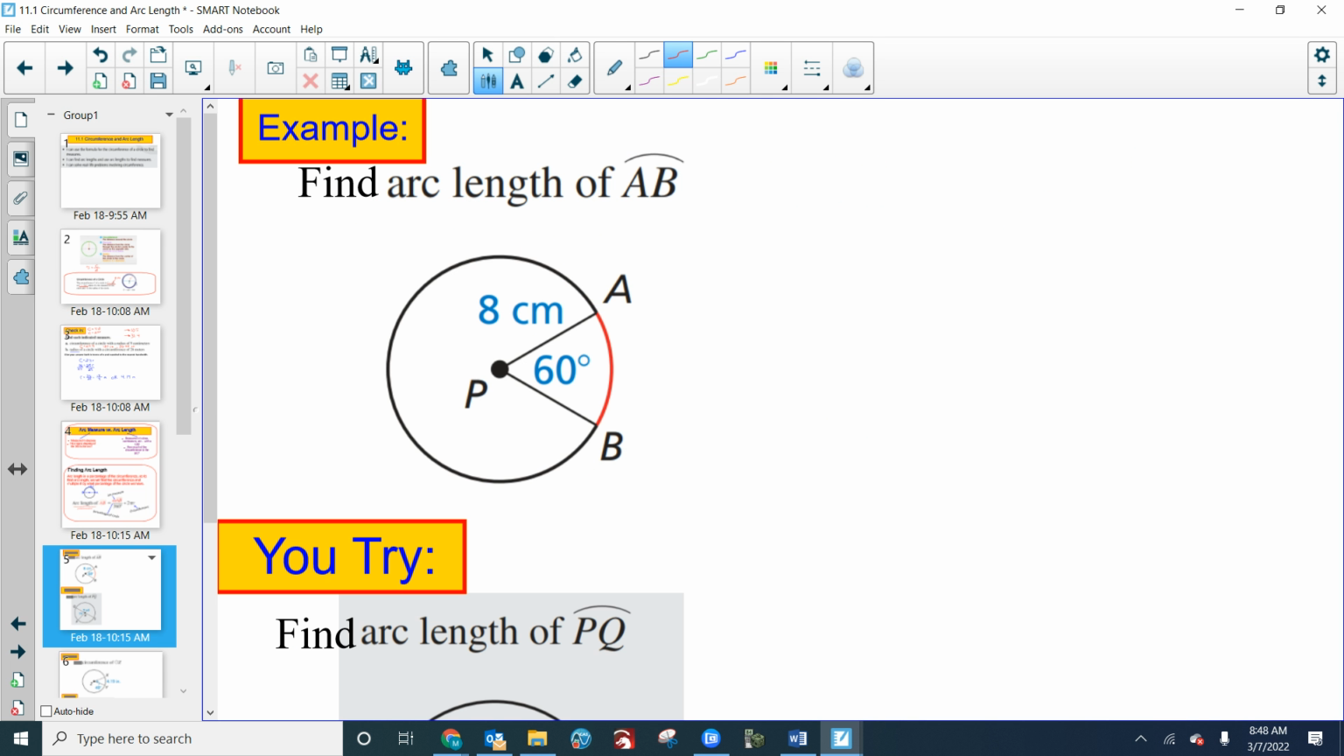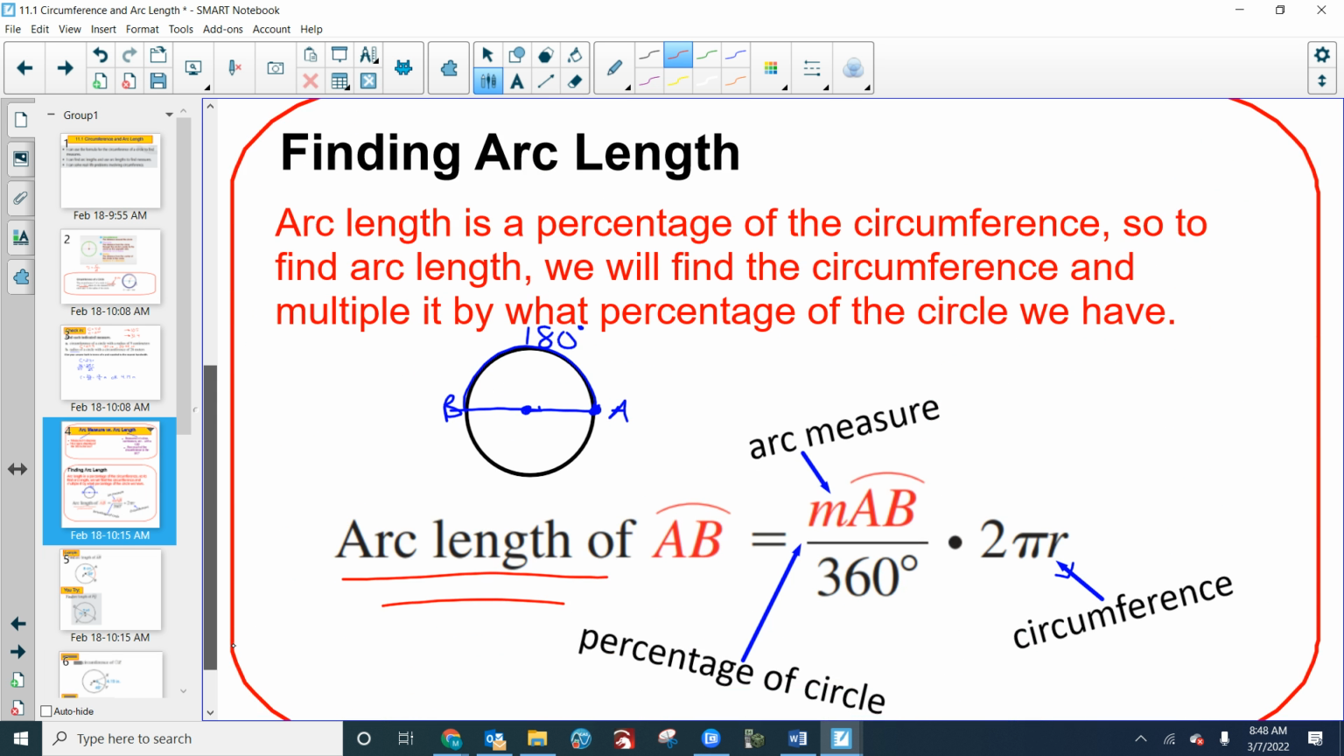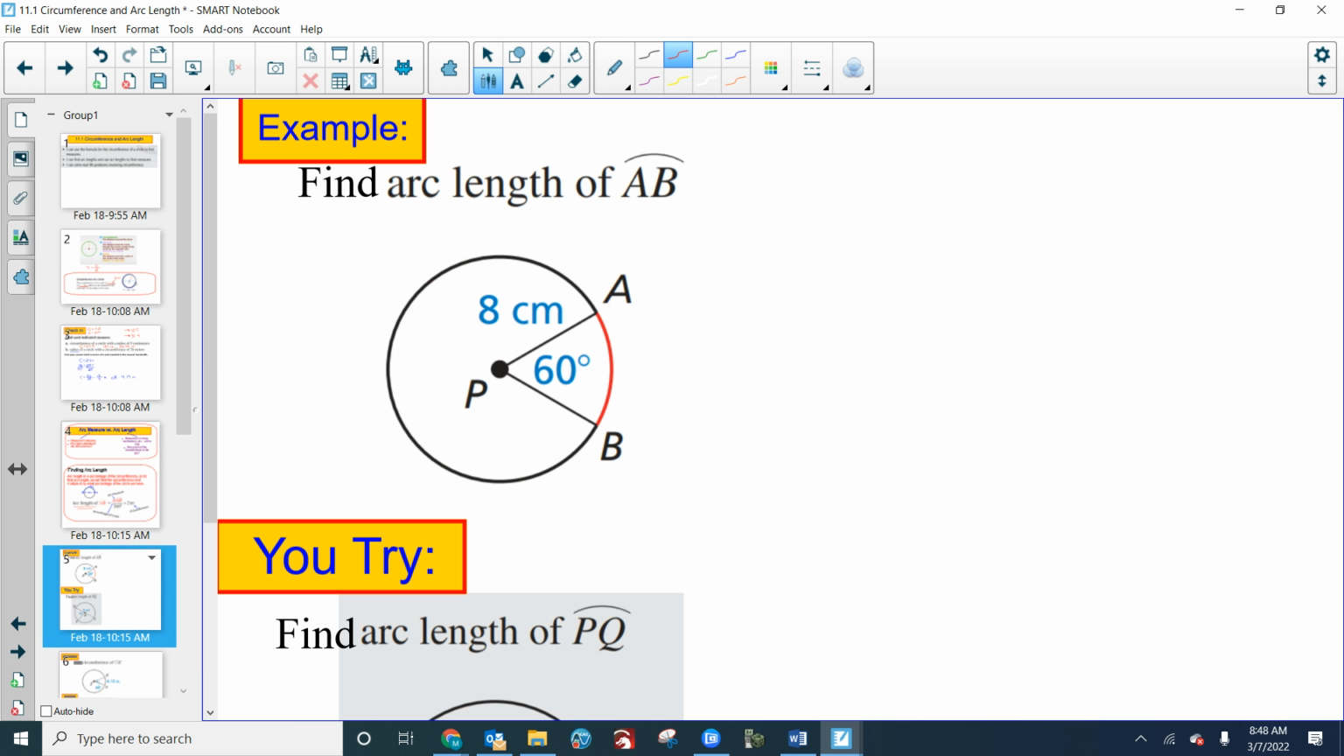All right, moving on. Find arc length AB. Do not say 60 degrees. That is not an arc length. That is the measure of that arc, right? So arc AB, well, we have some degree measure over 360 times 2 pi r.